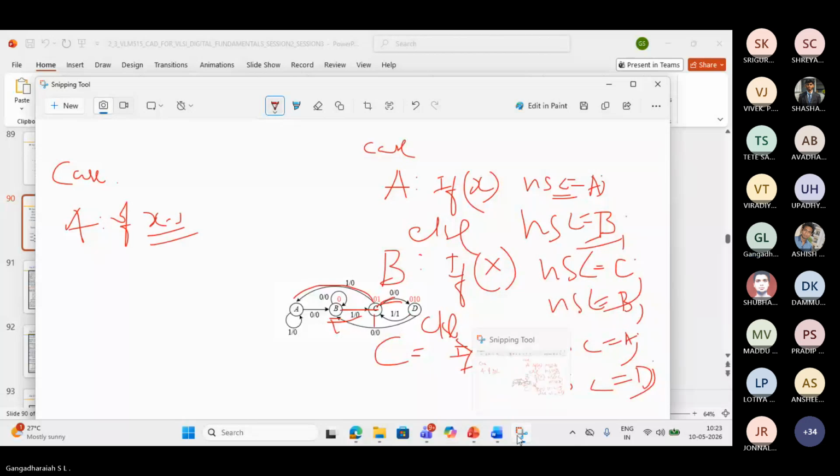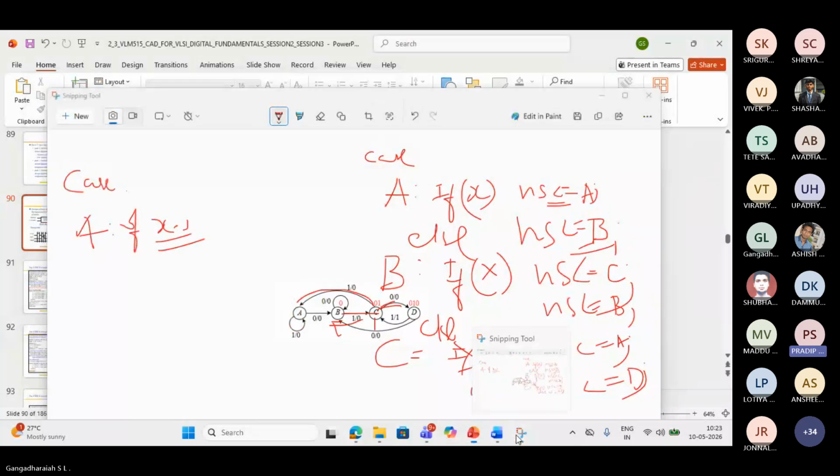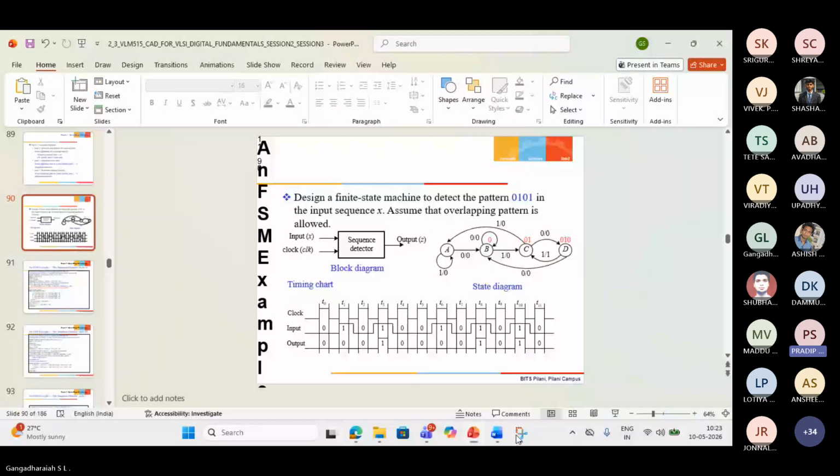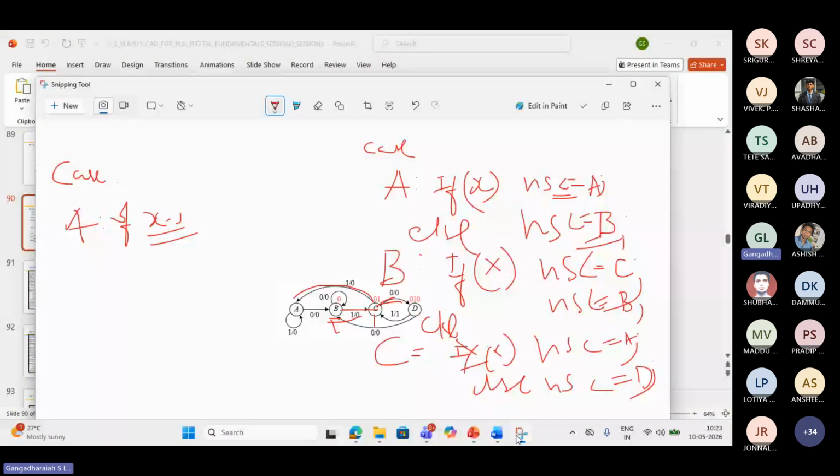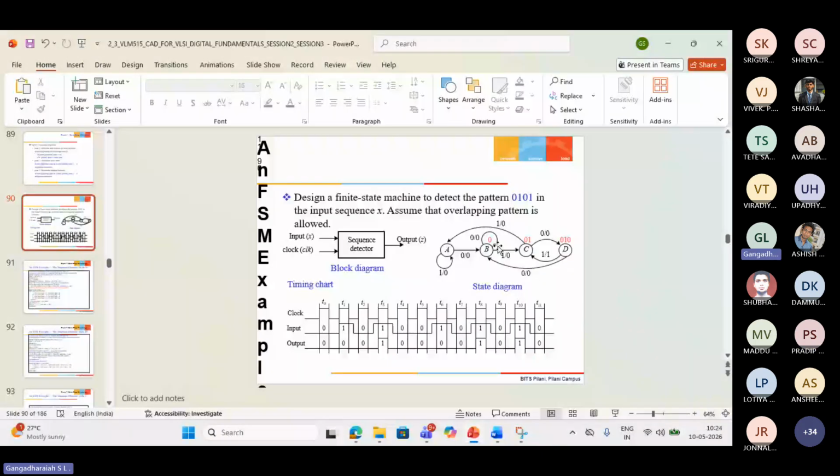So how are we capturing the output by the state machine? You will have to design this, and when you design it accordingly, you have to code it. Yes, this is the algorithm, and for that algorithm you will have to code it. This is the coding part I am discussing.